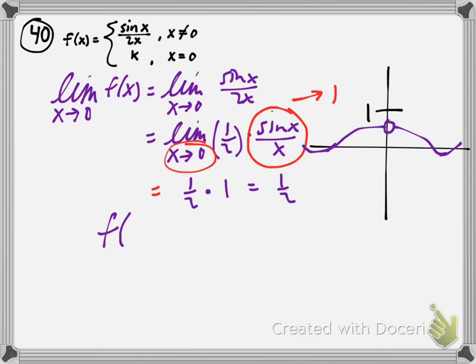So in other words, f of 0 is equal to k. Well, what does the k have to be for this function to be continuous? Well, the k has to be the same as the value of the limit, which is 1/2. And so therefore, k must be equal to 1/2. So just like the last problem.